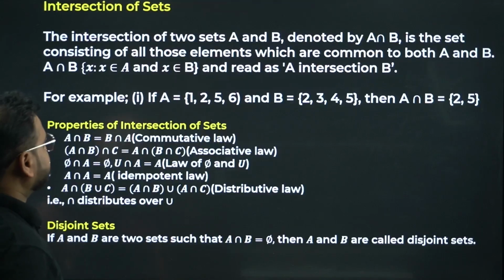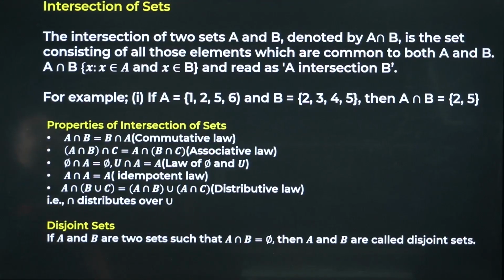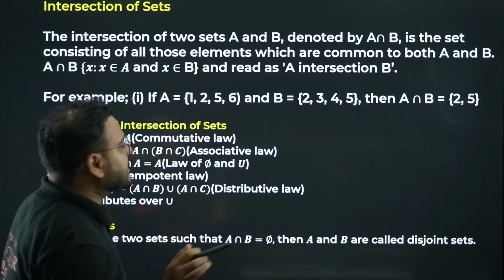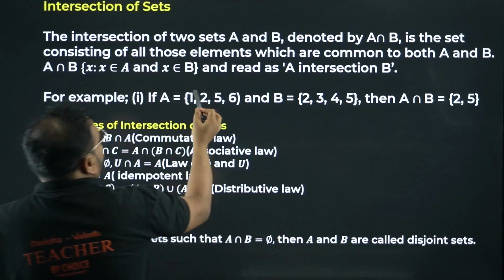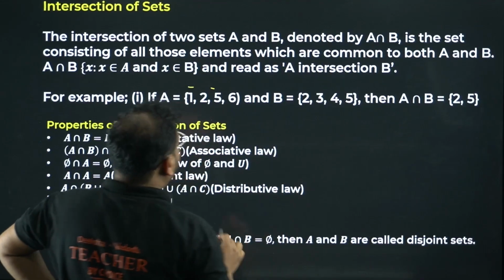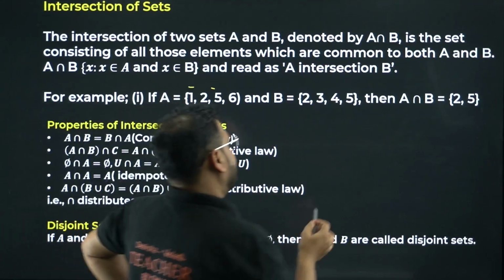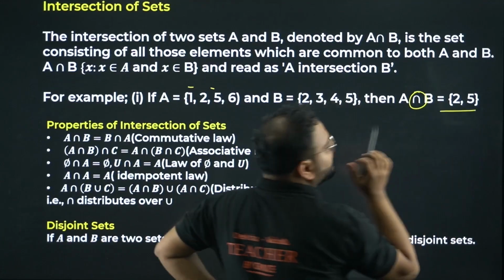Next, what we have is the intersection of sets. Please check. Again, you look for the common elements. Please check here: 1, 2, 5, 6 and 2, 3, 4, 5. We have the answer as 2 and 5, right? This is the symbol of intersection. Answer is 2 and 5.